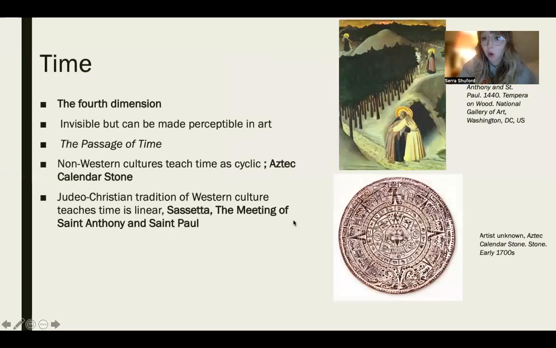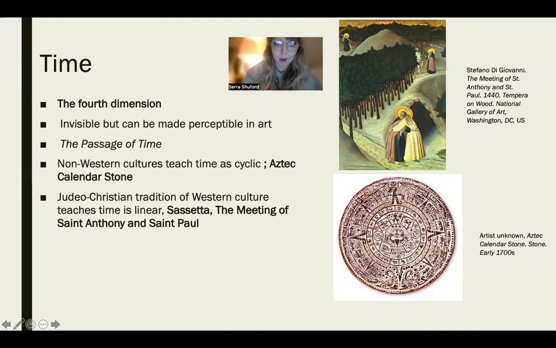So moving on to time and motion, two kind of tricky things to talk about in a lot of ways, and how we can convey time and motion in our work. Time is considered to be the fourth dimension. It is invisible, but it can be made perceptible in art. So if you're trying to tell a story or a passage of time, you can imply things in your drawings that naturally wouldn't exist in our day-to-day world.